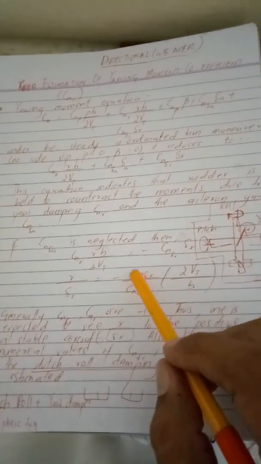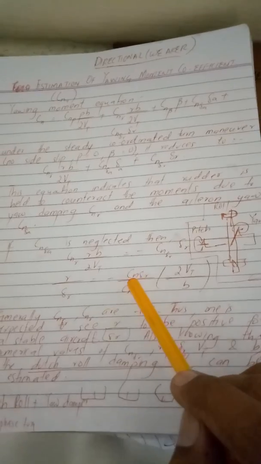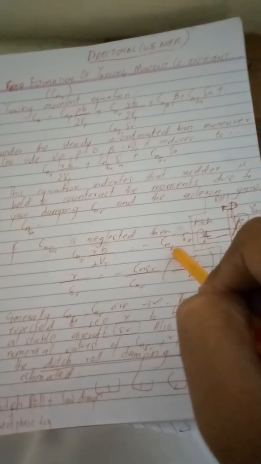If Cn lambda A is neglected, if we consider it as 0, then the yaw because of the aileron would be neglected, and the yaw because of the rudder would be the dominating factor that will counteract the moments due to the yaw damping Cnr and the aileron yaw Cn lambda A.